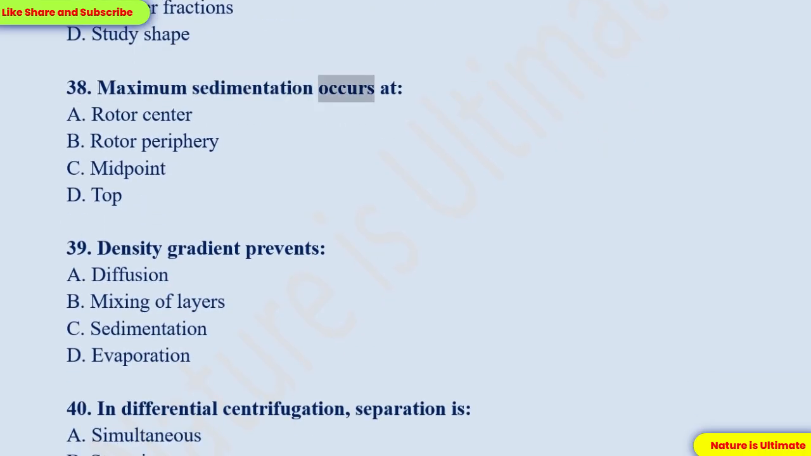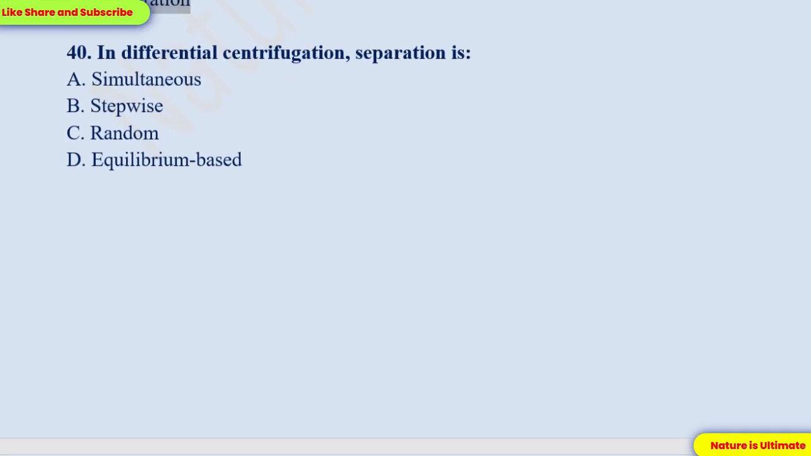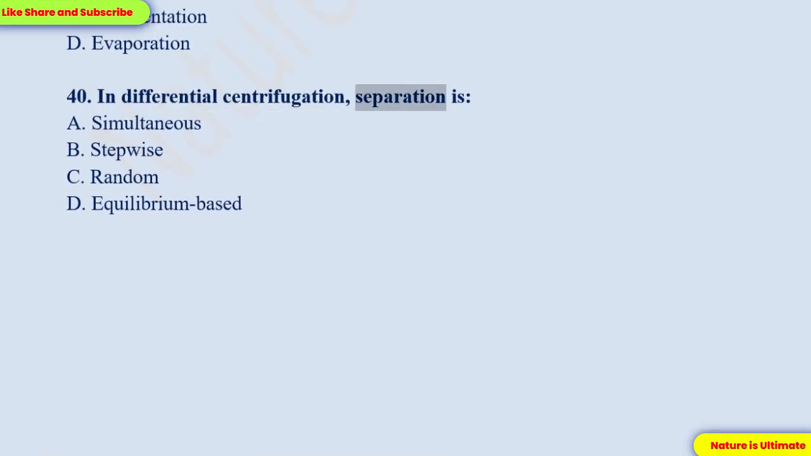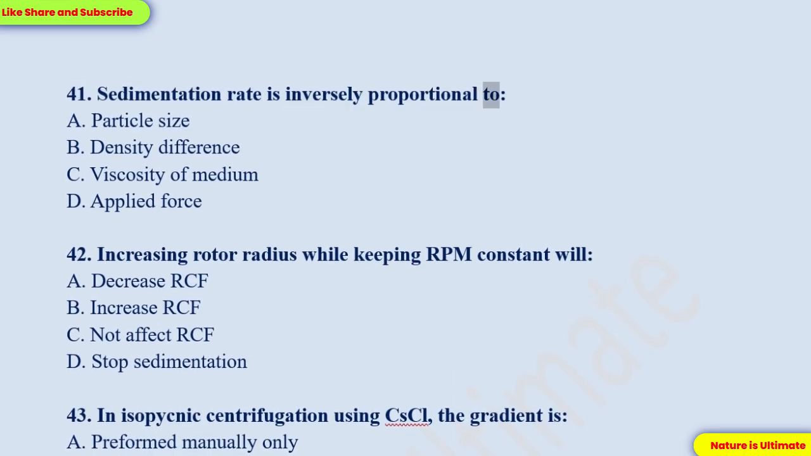38. Maximum sedimentation occurs at A. Rotor center. B. Rotor periphery. C. Midpoint. D. Top. 39. Density gradient prevents A. Diffusion. B. Mixing of layers. C. Sedimentation. D. Evaporation. 40. In differential centrifugation, separation is A. Simultaneous. B. Stepwise. C. Random. D. Equilibrium based.